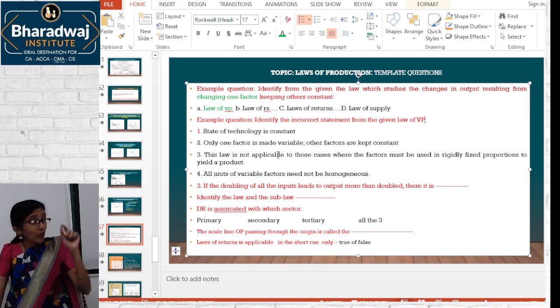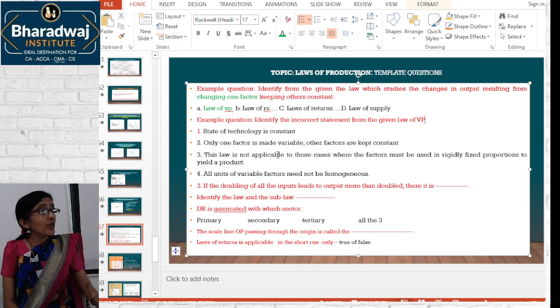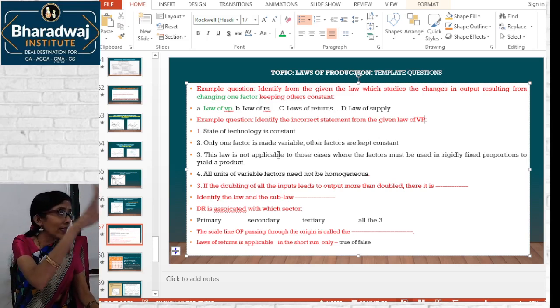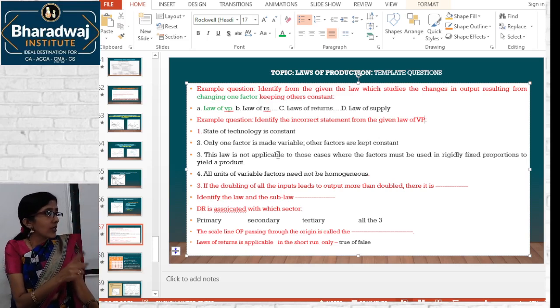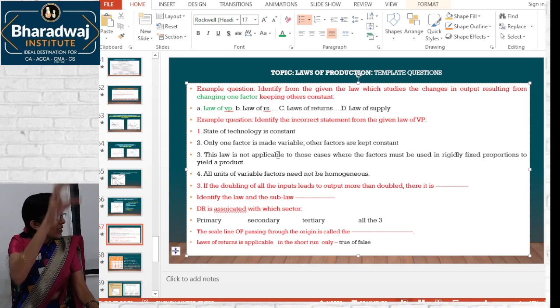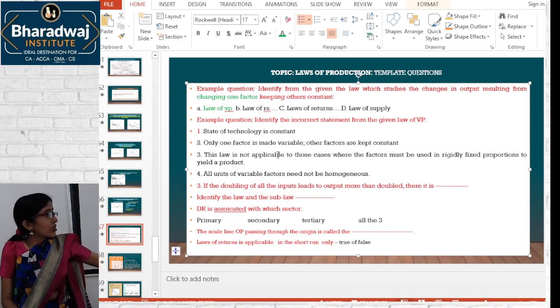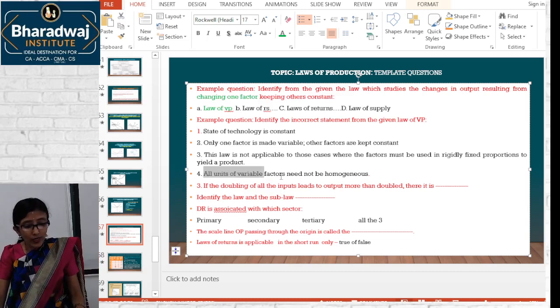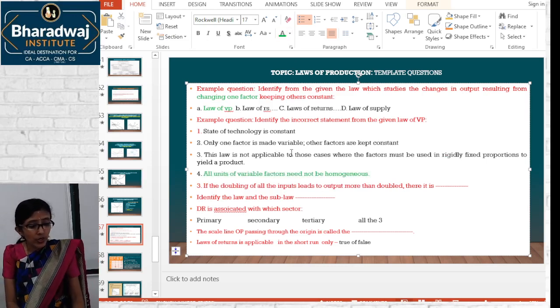All the units, by varying the units, what are we doing? We are varying the quantity, not the quality. I was telling you in the class, as I was doing this, we are increasing the labor, but we are not going to change from skilled labor to unskilled, to educated, to rural, to urban. So this is the incorrect statement. Yes. Go to the next one.